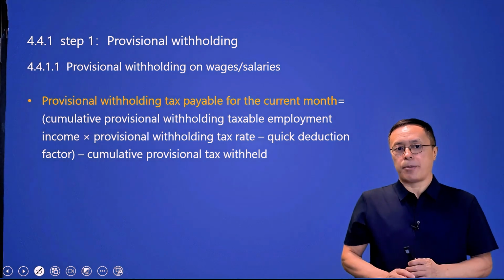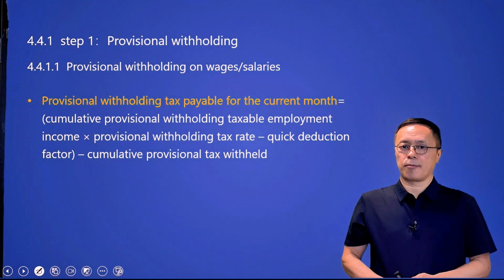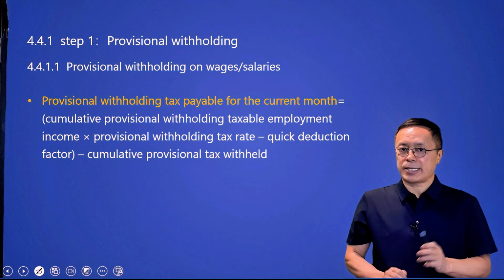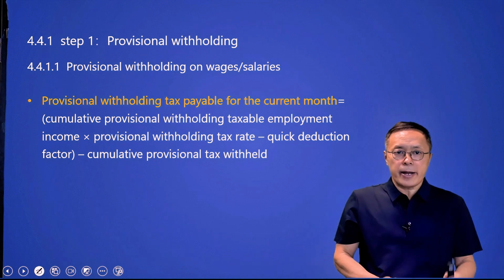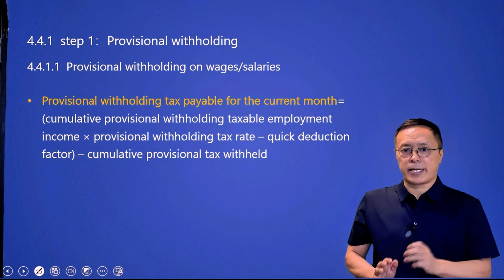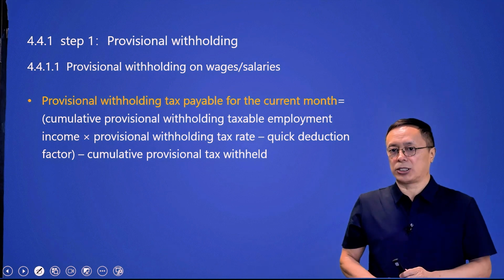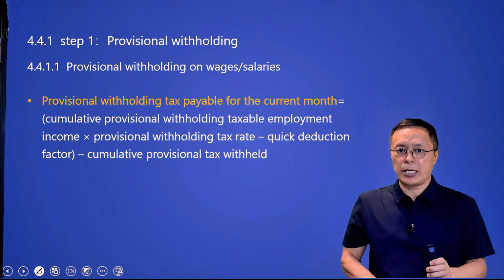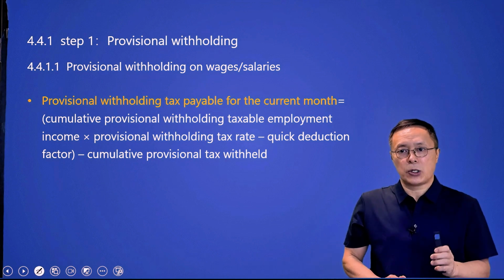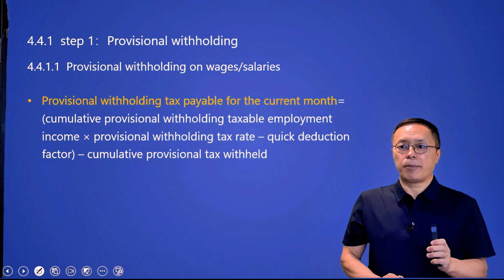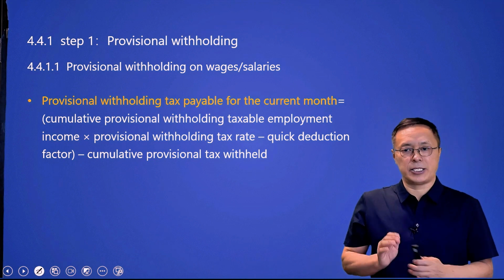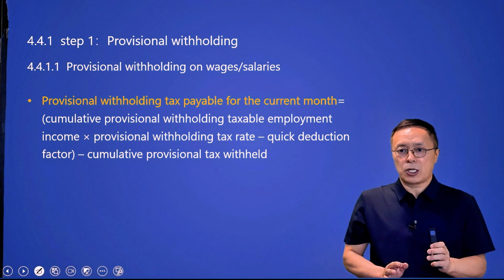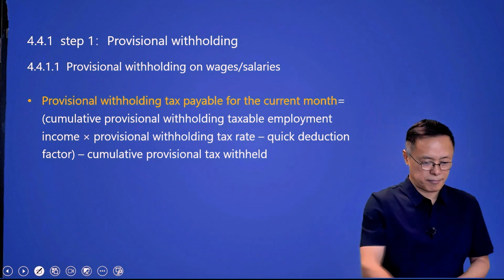The first step, provisional withholding. Firstly, we talk about the provisional withholding on wages and salaries. Where an employer pays wages or salary to a China tax resident, in the first step, the employer should withhold IIT by the cumulative provisional withholding method and complete IIT filing as agent. The formula for the cumulative provisional withholding method is as follows.